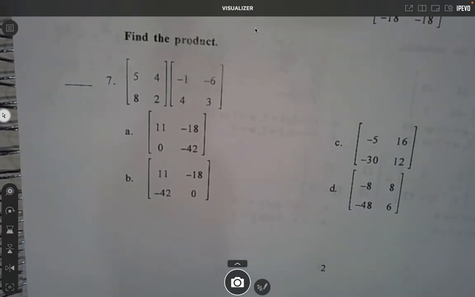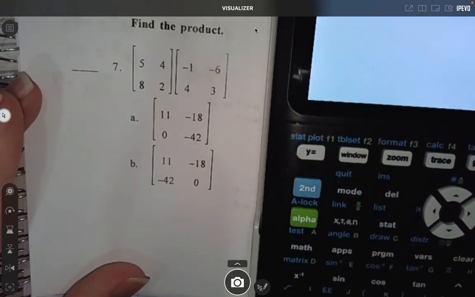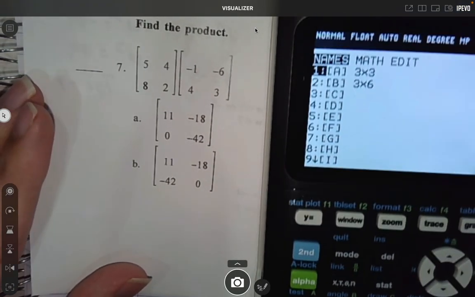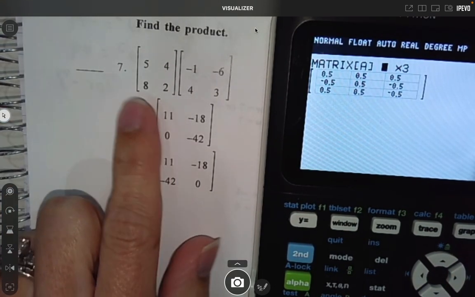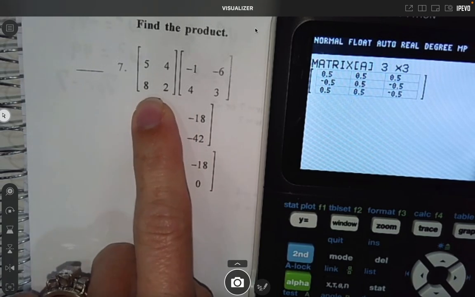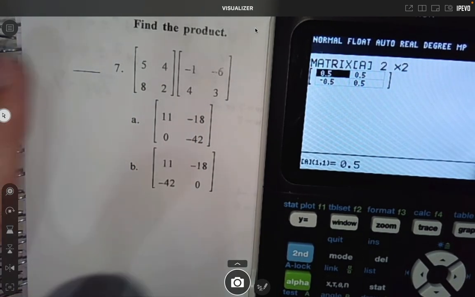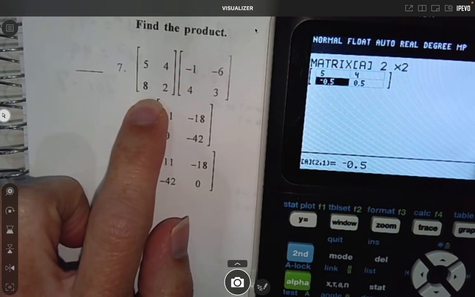Yeah, so even if y'all got that, I'm still just going to go through it in case somebody else needs to see it. So you'll just press second matrix. So second, and then this little blue right there. Go over to edit. And then these are, let's see, 2 by 2s. 2 rows, 2 columns. So I'll press in 2 by 2. And then just type in the numbers, 5, 4, 8, 2.